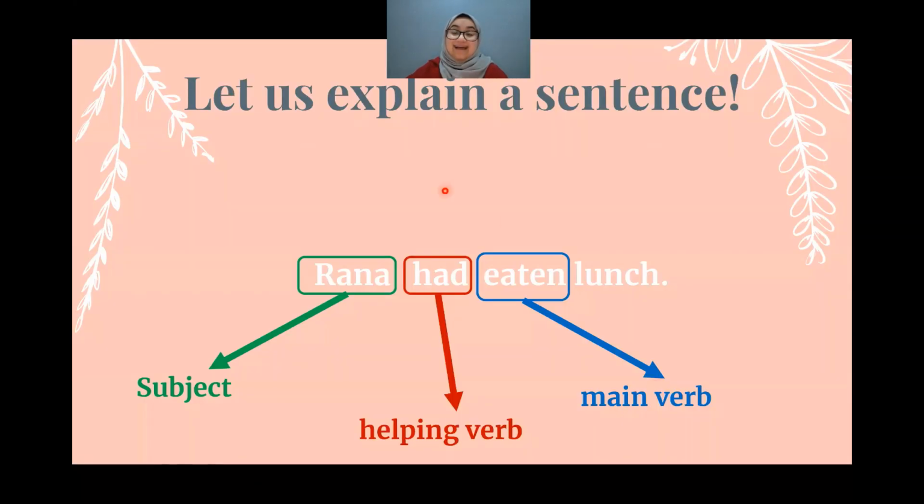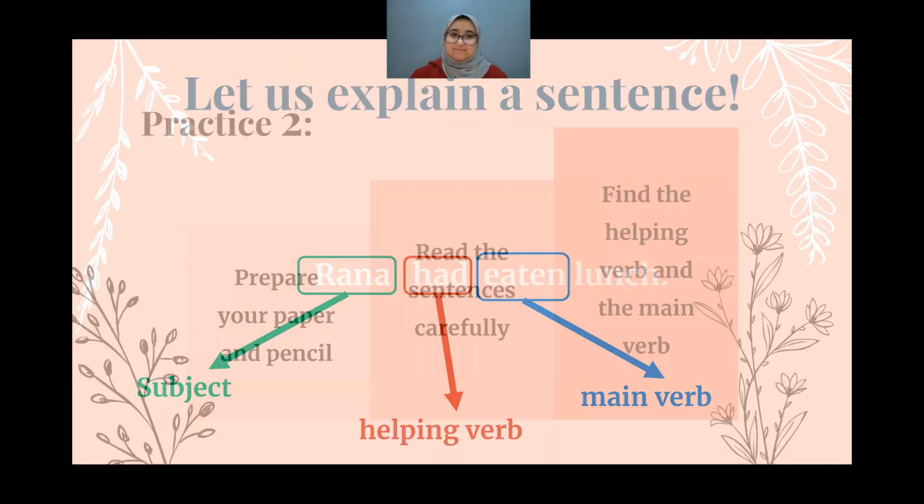Okay, let us explain a sentence. Rana had eaten lunch. Rana is our subject. After Rana comes the helping verb had, and after the helping verb, we have our main verb. And if you notice, our main verb is in the past participle form, and it took en. Okay? It's very simple, right?